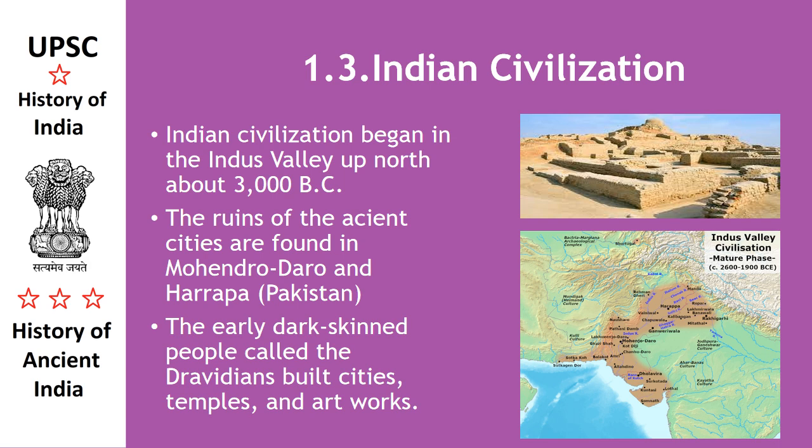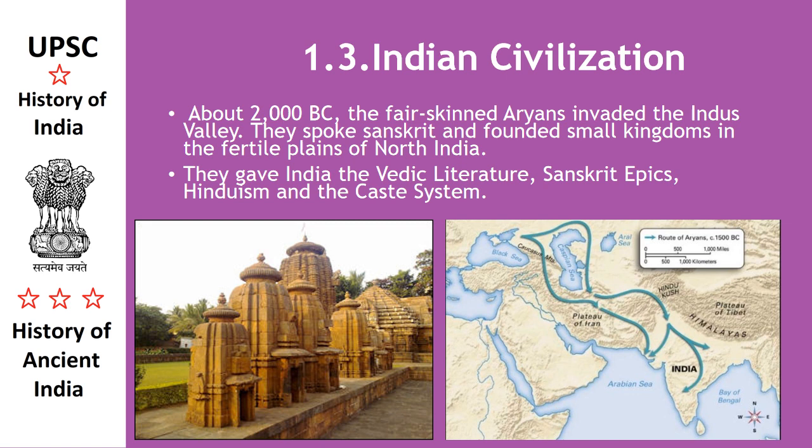Indian civilization began in the Indus Valley up north about 3000 BC. The ruins of the ancient cities are found in Mohenjo-daro and Harappa, Pakistan. The early dark-skinned people called the Dravidians built cities, temples, and artworks. About 2000 BC, the fair-skinned Aryans invaded the Indus Valley. They spoke Sanskrit and founded small kingdoms in the fertile plains of North India. They gave India the Vedic literature, Sanskrit epics, Hinduism and the caste system.